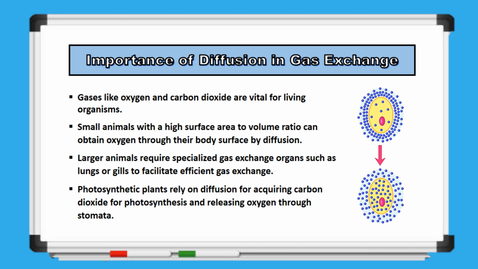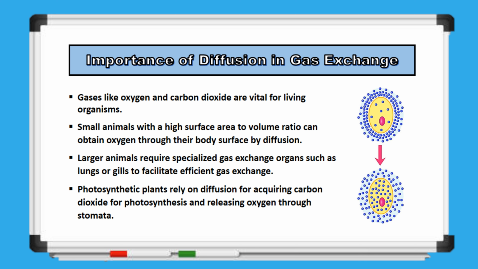Diffusion is crucial for gas exchange in living organisms, allowing vital gases like oxygen and carbon dioxide to move across membranes based on concentration gradients. Small animals with a high surface area to volume ratio can exchange gases directly through their body surface, while larger animals require specialized organs like lungs or gills to efficiently facilitate diffusion. Plants also rely on diffusion, as carbon dioxide enters through stomata for photosynthesis and oxygen exits as a byproduct.